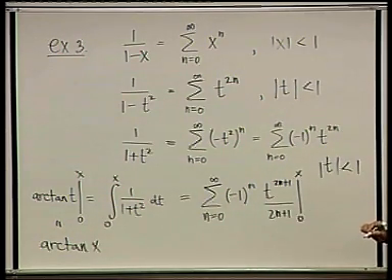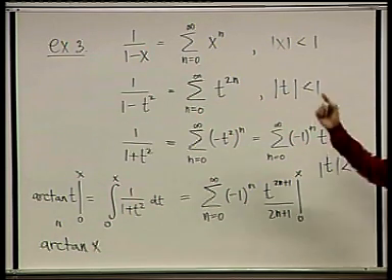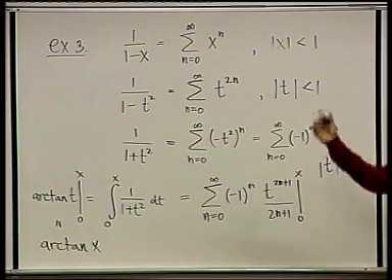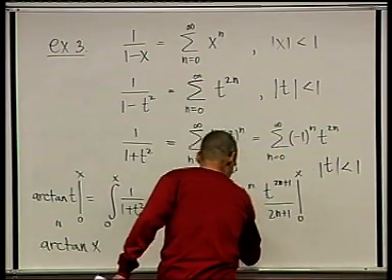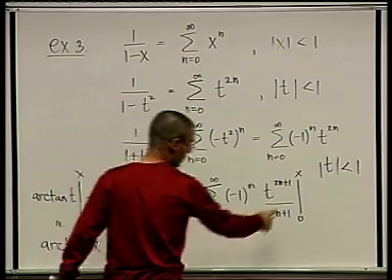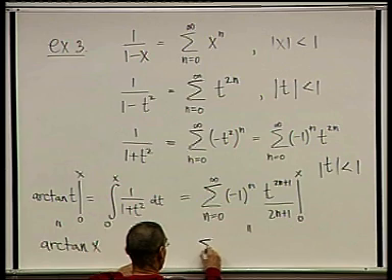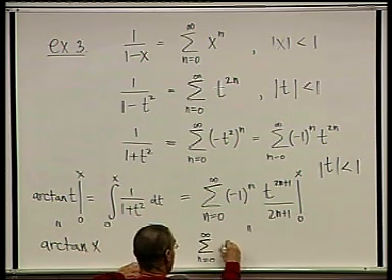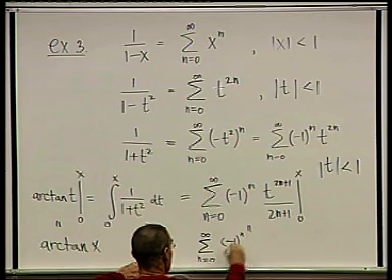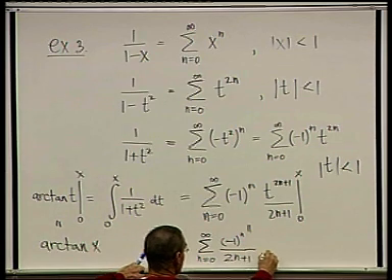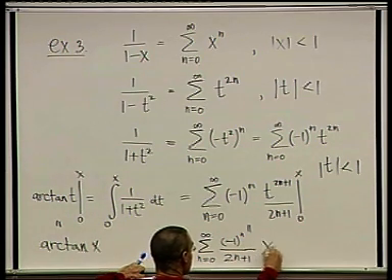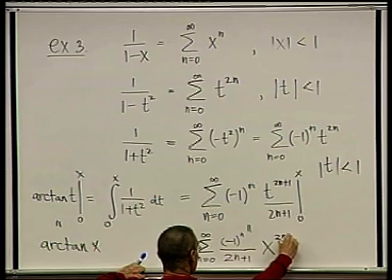Isn't it n equals 1? I'm integrating, I'm going up by 1. So when I plug in 0, it's 0 again. And when I plug in x, what I get is the sum n equals 0 to infinity of negative 1 to the n, divided by 2n plus 1, times x to the power 2n plus 1.